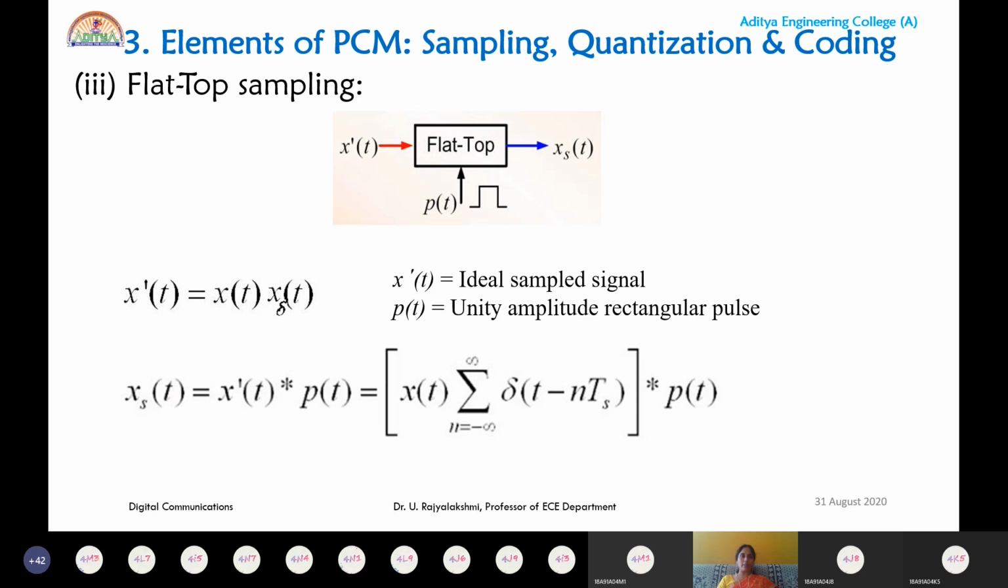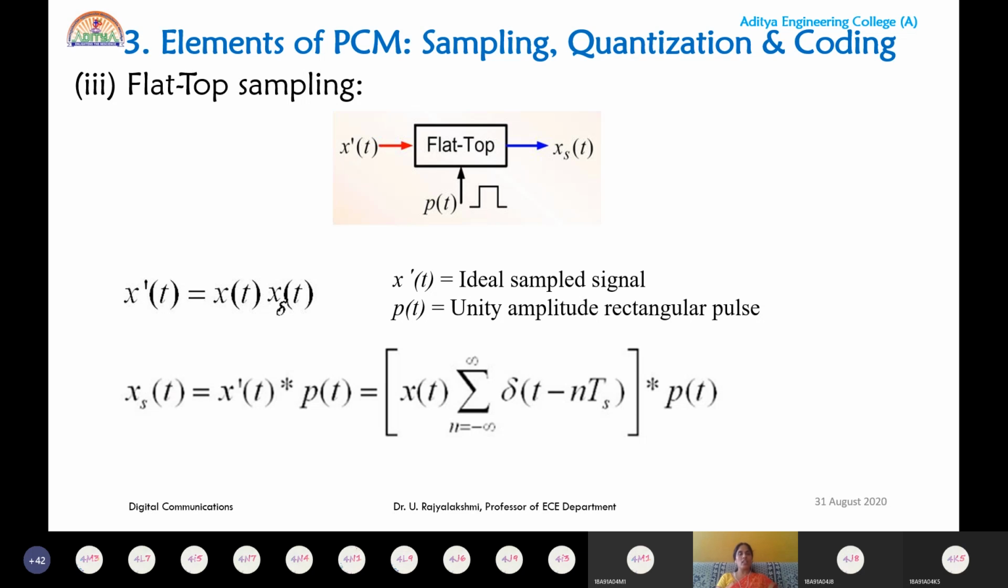So finally, what is the mathematical representation of the flat top sample signal? It is just the convolution of the ideal sample signal with the series of pulse train. You can replace the ideal sample signal with its own expression as x of t into x delta of t, where x delta of t is the impulse train, which can be represented with the mathematical function delta where the instants are located at nTs. This is all about the mathematical representation of the flat top sample signal, just x dash of t in convolution with p of t.